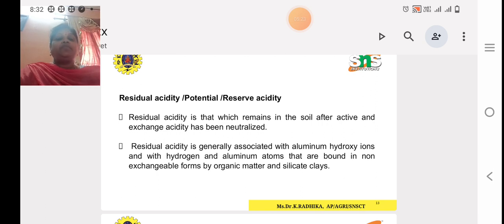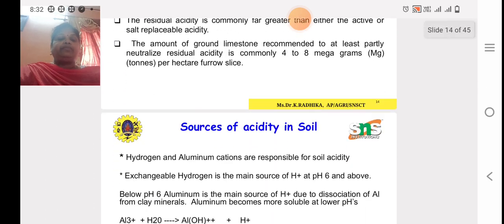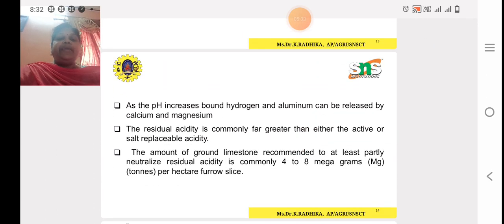These are the three terms we use: residual acidity, potential acidity, and reserve acidity. As the pH increases, bound hydrogen and aluminum can be released by calcium and magnesium. The residual acidity is commonly far greater than the active and salt replaceable acidity. The amount of ground limestone recommended to at least partly neutralize residual acidity is commonly 4 to 8 megagrams per hectare furrow slice.